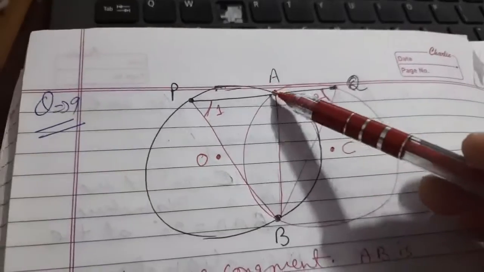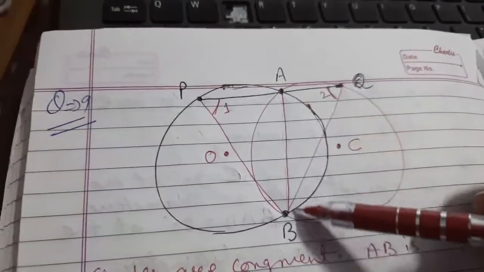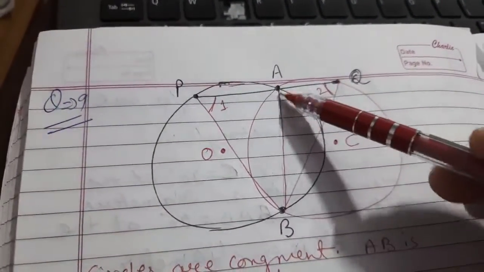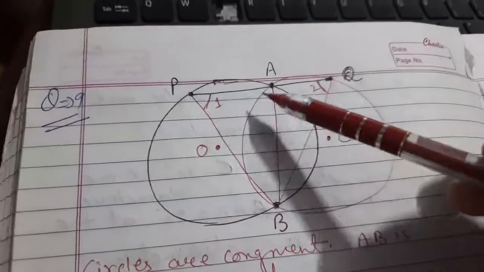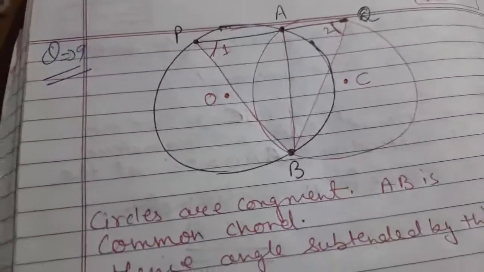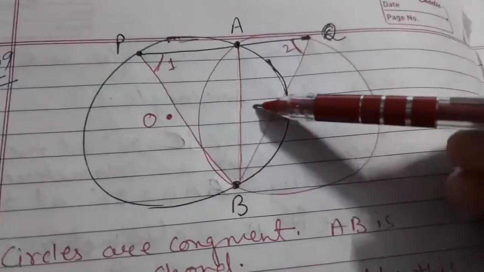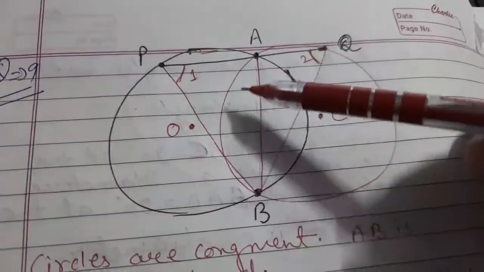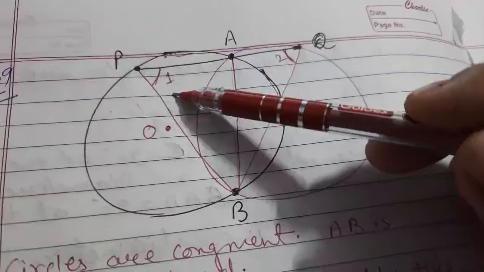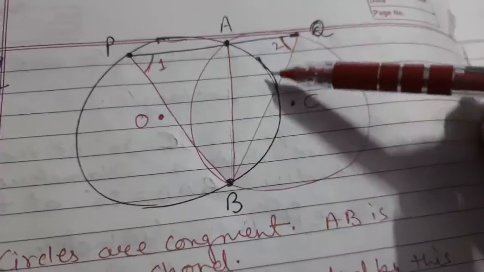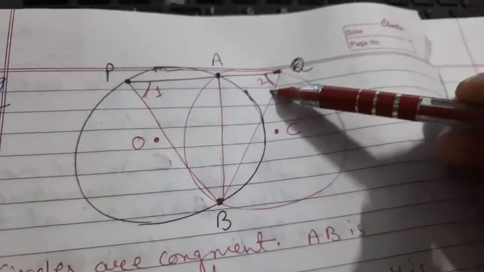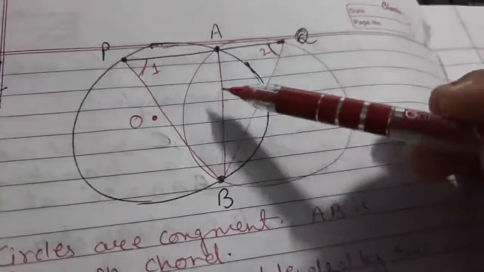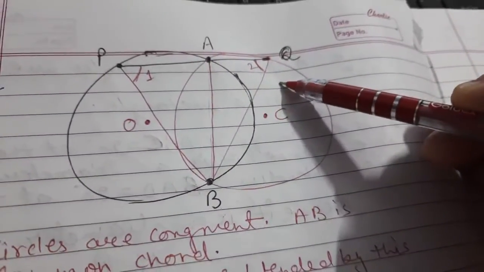Okay, so first we will join AB, and this is the common chord. It is a common chord for both circles. So angle 1 will be equal to angle 2, as angles subtended by the same segment. AB forms angle 1 at the first circle, and the same segment forms angle 2 on the second circle, and both circles are congruent. That's why angle 1 will be equal to angle 2.